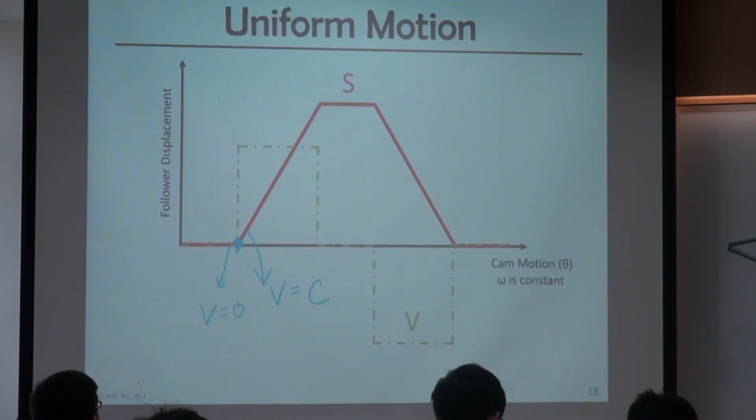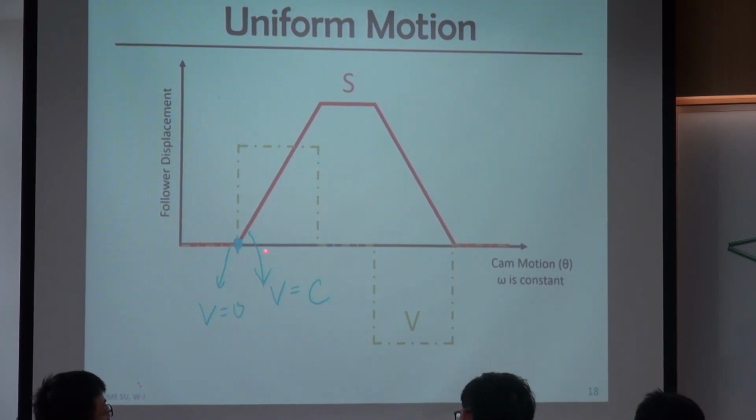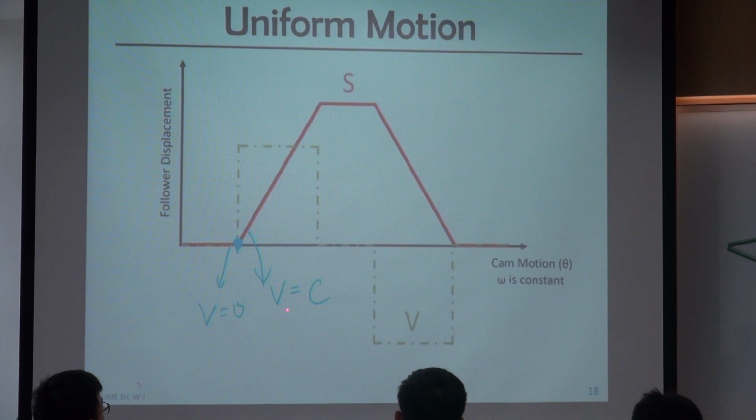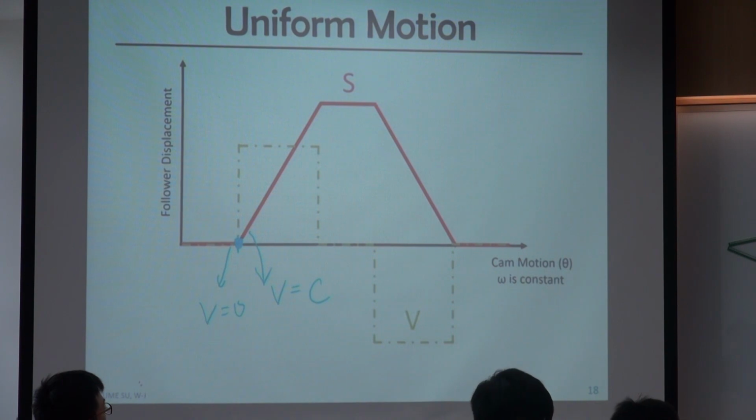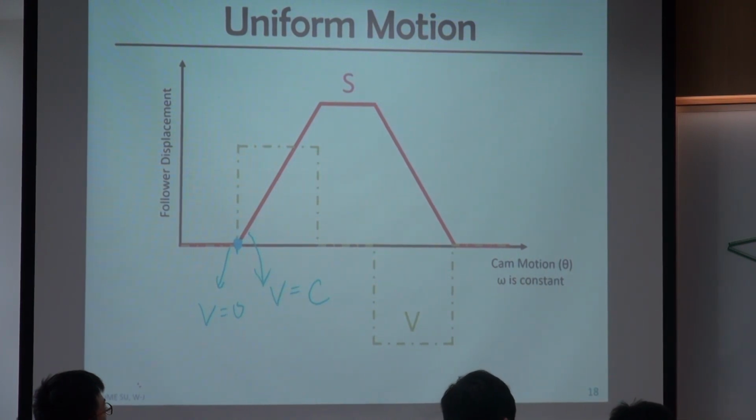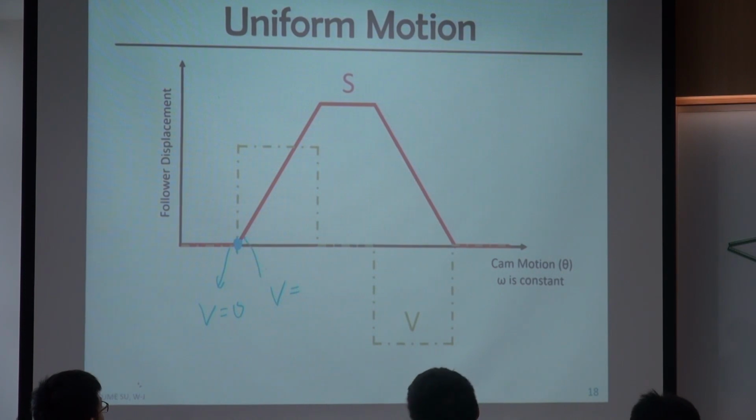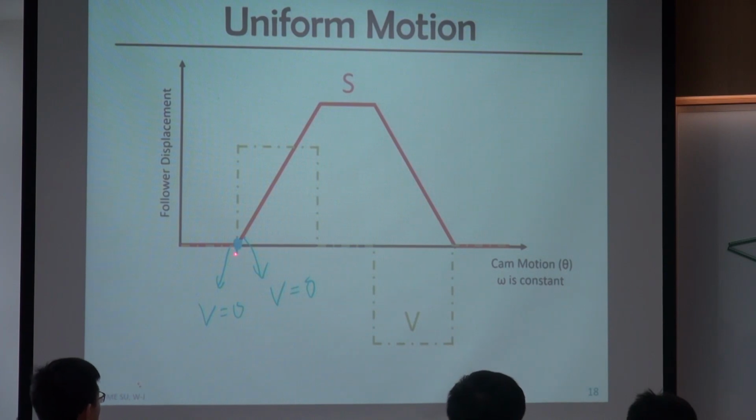Any question for this one? That's what happened in the previous example. We know this is going to happen, and if it happens, then we'll have infinite acceleration. So how can we prevent this? If we want to prevent this, we also need to make the velocity right after this point equal 0. We want the velocity at this point to be continuous rather than discontinuous.